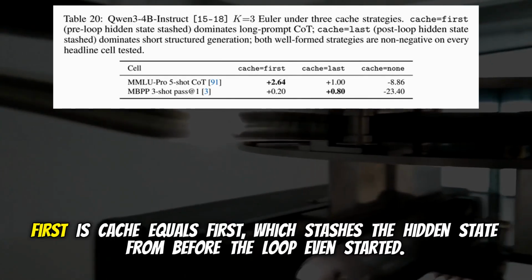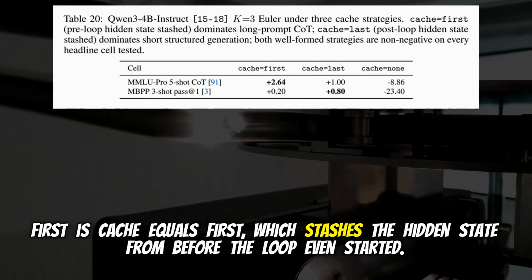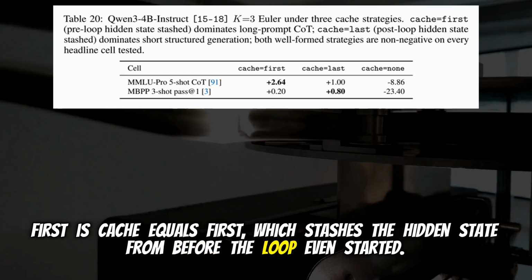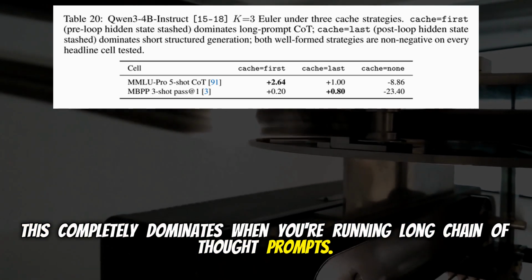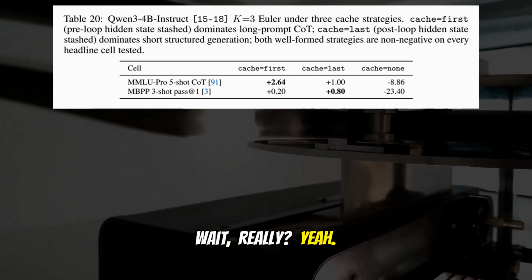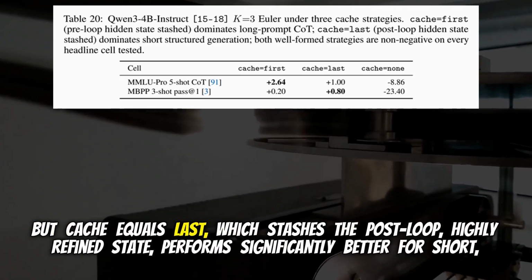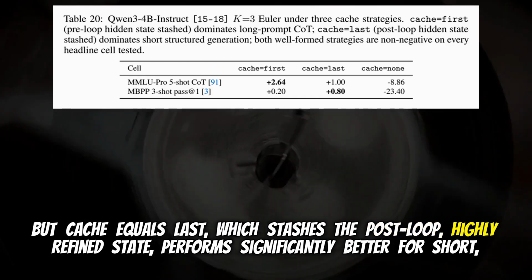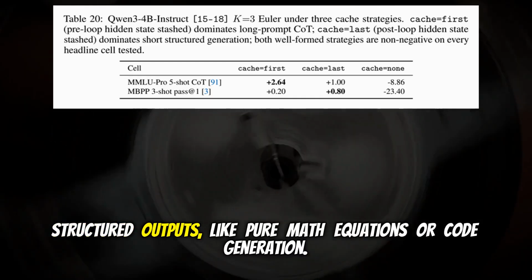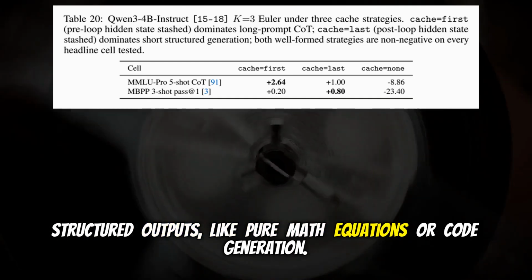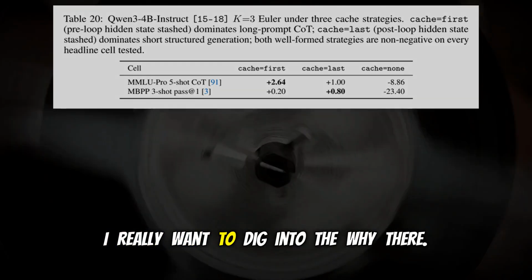What are they? First is cache equals first, which stashes the hidden state from before the loop even started. This completely dominates when you're running long chain of thought prompts. Wait, really? Yeah. But cache equals last, which stashes the post-loop, highly refined state, performs significantly better for short, structured outputs like pure math equations or code generation. I really want to dig into the why there.